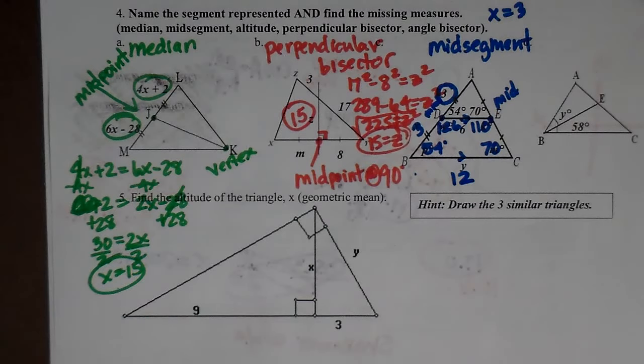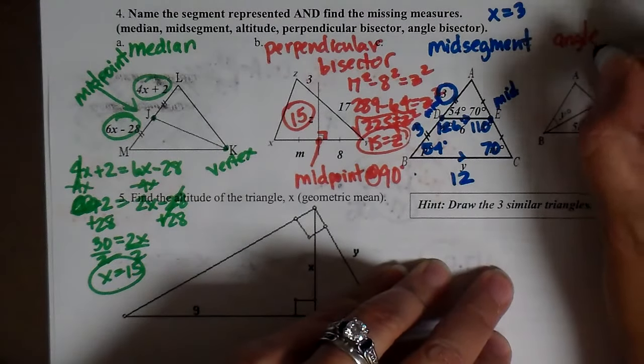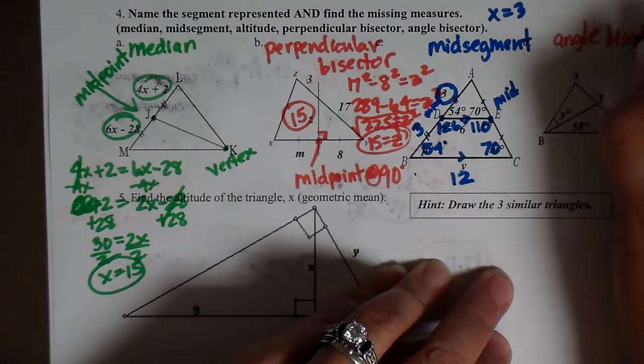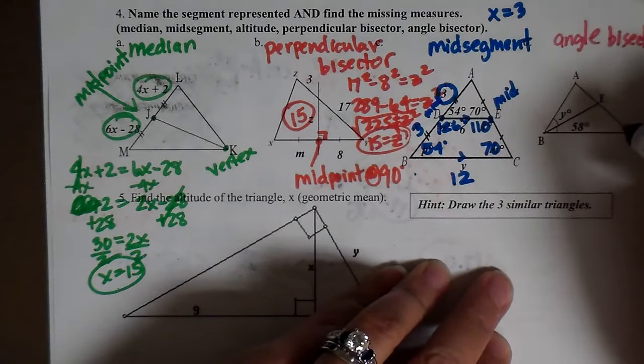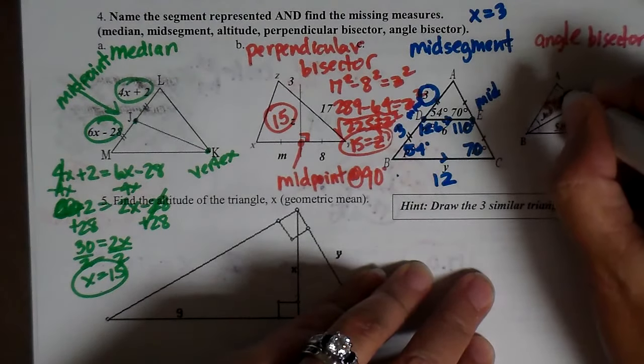All right, so let's look at one more. This last one here, this is an angle bisector. And an angle bisector, remember, cuts an angle in half. So if that's 58, that means Y is 58. That's it.